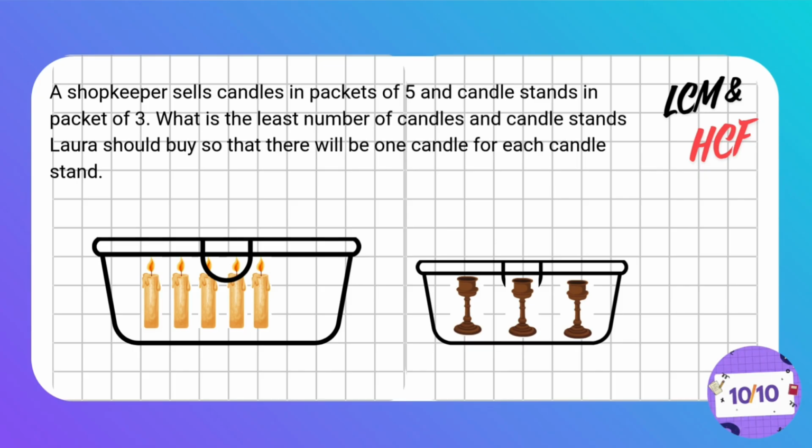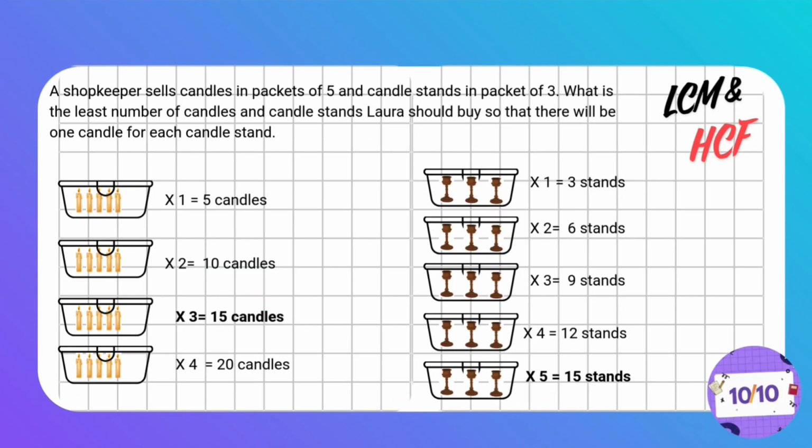So how do we do that? Let's see the different possibilities. In this slide, you can see the different possibilities. You can either buy one packet of candles and one packet of stands. What does that mean? There are two extra candles and there are just 3 stands for 5 candles. So that is not enough stands. So we need more stands, right?